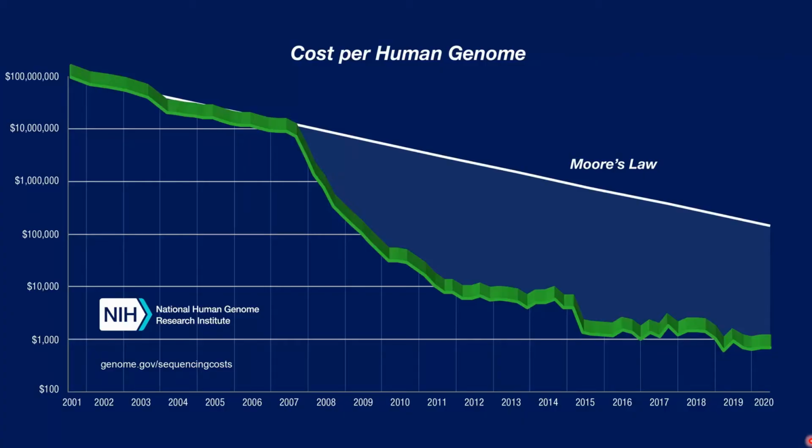This graph from the National Human Genome Research Institute is widely cited, and it shows the decrease in the cost per human genome throughout the years, starting from 2001 and ending in 2020. Maybe two short notes here for the beginning. The Y-axis is in a log scale. So you see that it starts with $100 million and ends with the $1,000 or $100 bottom line.